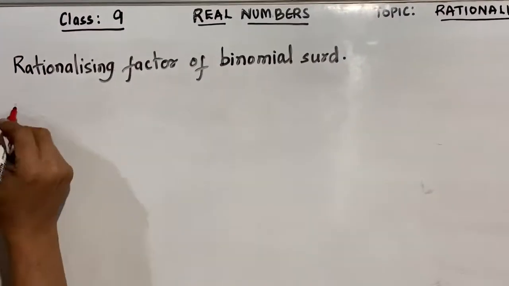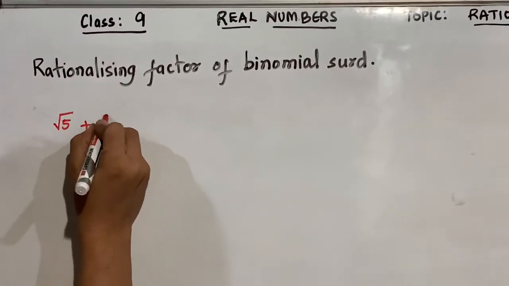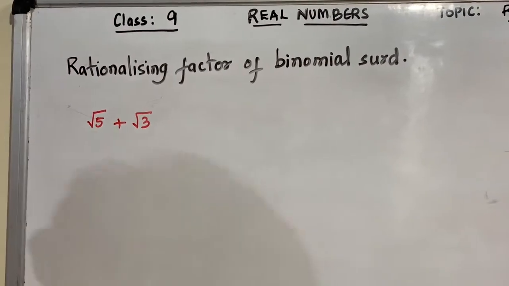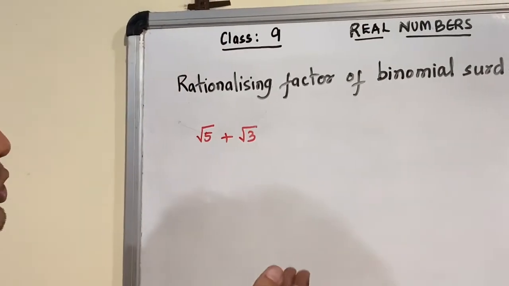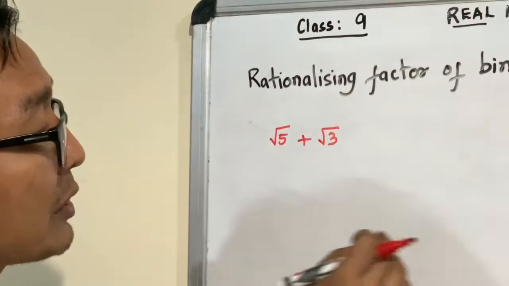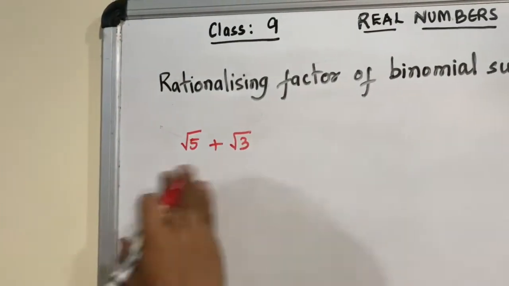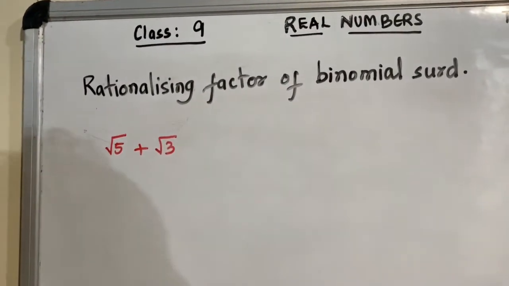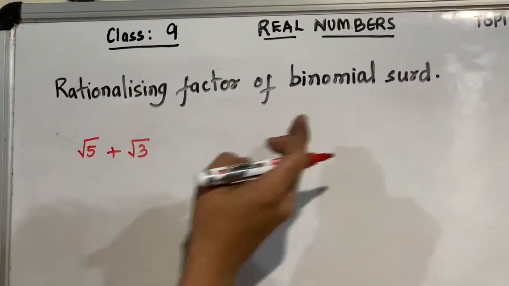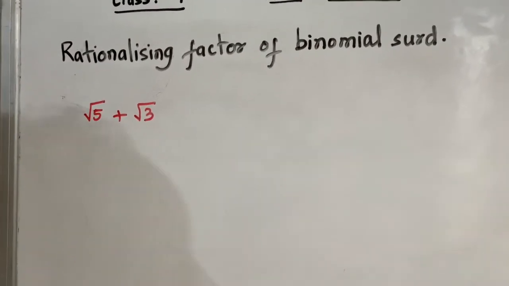Let us consider root 5 plus root 3. To rationalize, we take each term and multiply: root 3 multiplied by root 5, root 5 multiplied by each term. How to rationalize, find the rationalizing factor of binomial terms.